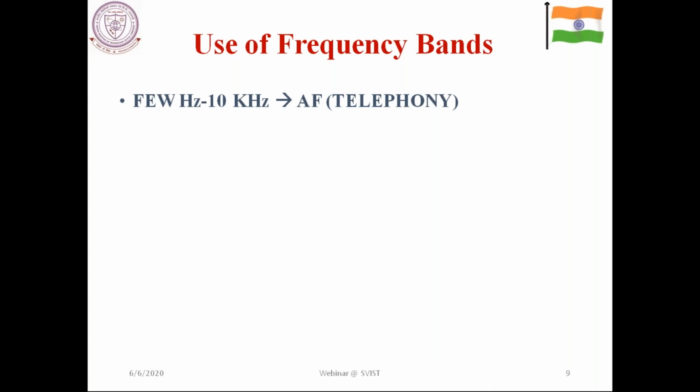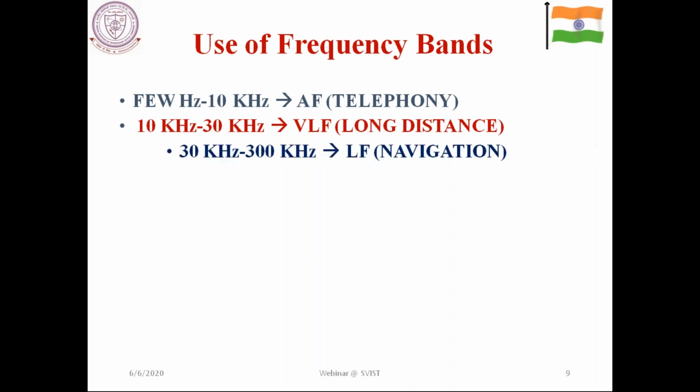The very first one is a few hertz to 10 kilohertz. This range is known as the audio frequency range, which is extensively used for telephonic applications. The next range lies between 10 kilohertz and 30 kilohertz, known as VLF, or very low frequency, which is used for long distance communication. The next range is between 30 kilohertz and 300 kilohertz, known as low frequency, which is used for navigation purposes.